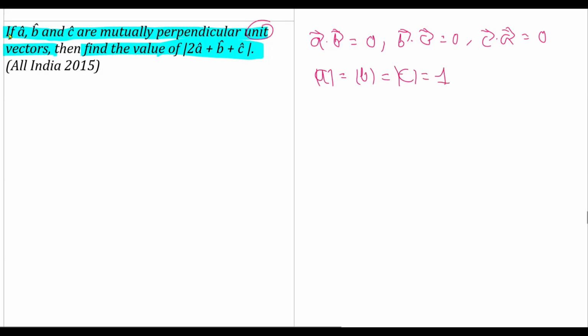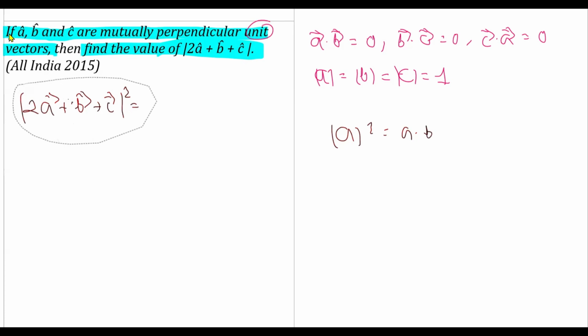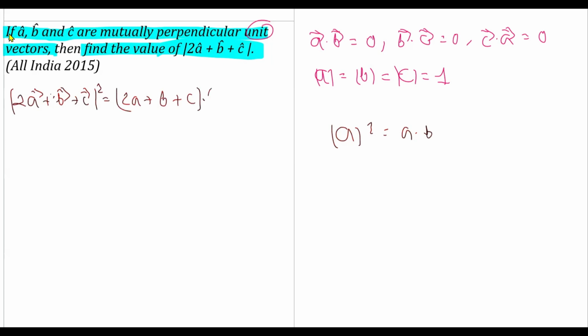Now, what we have to find out is the magnitude of 2a cap plus b cap. Okay, if it is cap, it should have been vector, I suppose. So we need the magnitude of 2a plus b plus c. Now, square of this is going to be what? We know that a magnitude whole square is a dot a. So this is what we are going to apply. I can say therefore that the modulus square of this is going to be 2a plus b plus c dot 2a plus b plus c.